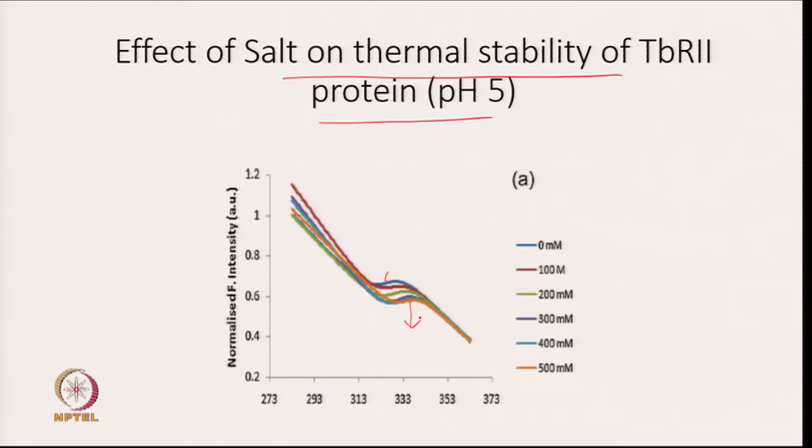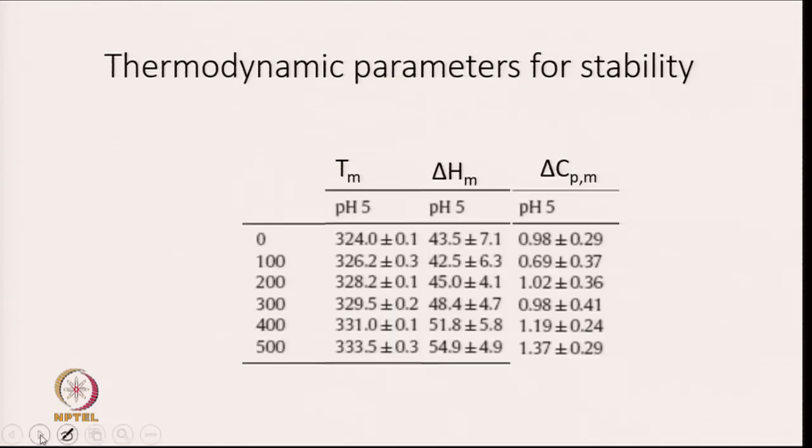Salt is known to destabilize or stabilize protein, and in this case what you are looking at is Tm going from this position to this position, and so there is a shift of Tm towards higher temperature on addition of salt. And what does that mean? Salt is stabilizing the protein.